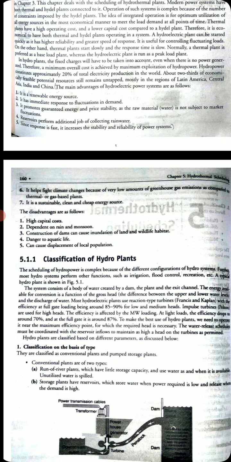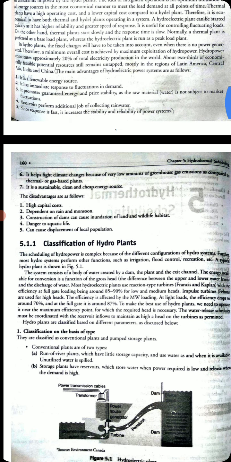One is high capital cost. We need to build a dam and reservoir. Its civil structure is very difficult compared to others. Then, it is dependent upon rain and monsoon. Yes, if rain is good, only then can we use the water. If there is no rain, no water in the reservoir, it is very difficult.